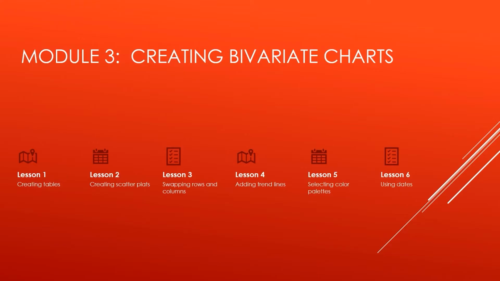In Module 3, we're going to focus on creating bivariate charts. We have 6 lessons in this module. We're going to start by creating a bivariate table, and then we're going to move on to creating scatter plots. You're going to learn how to swap rows and columns in visualizations, and also how to add trend lines. You'll learn about selecting color palettes and effective ways of using dates.